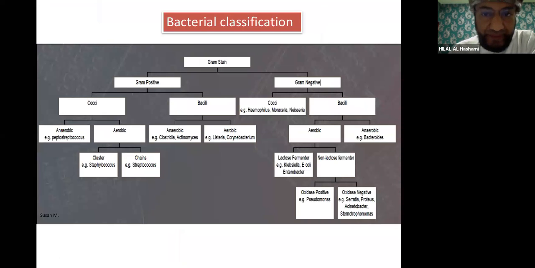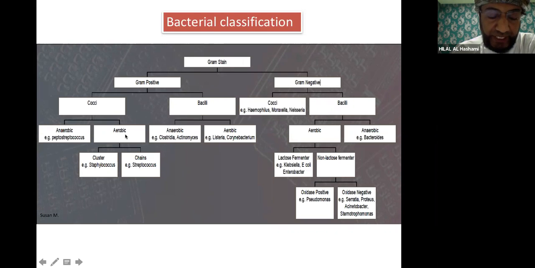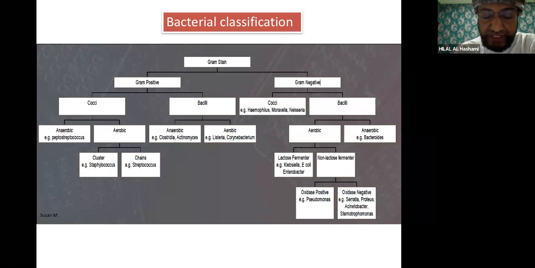Again, bacteria are classified according to the gram stain into gram-positive and gram-negative. Gram-positive are further classified into cocci and bacilli. Cocci are classified into anaerobic and aerobic bacteria. Again, bacilli are classified into aerobic and anaerobic bacteria. For the gram-negative, it's the same: classified into cocci and bacilli, aerobic and anaerobic. You may find this diagram busy for non-ID, non-microbiology people, but indeed it has its clinical implication.